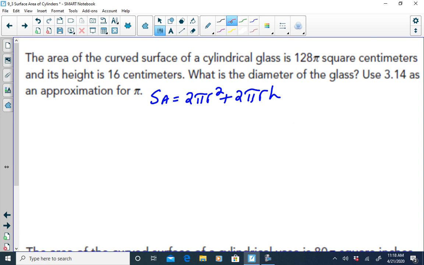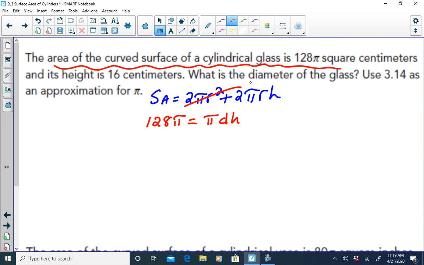But remember now, because once again we're told that the area of the curved surface, which does not include the bases, or the base areas, so I'm going to cross that out. So that surface area is essentially the lateral area. So I'm going to replace that with 128 times pi, and that's going to be equal to 2 times pi times r times h, which is the same as pi times diameter times h, because we're asked to find the diameter this time. Because 2 times the radius is the same as the diameter.